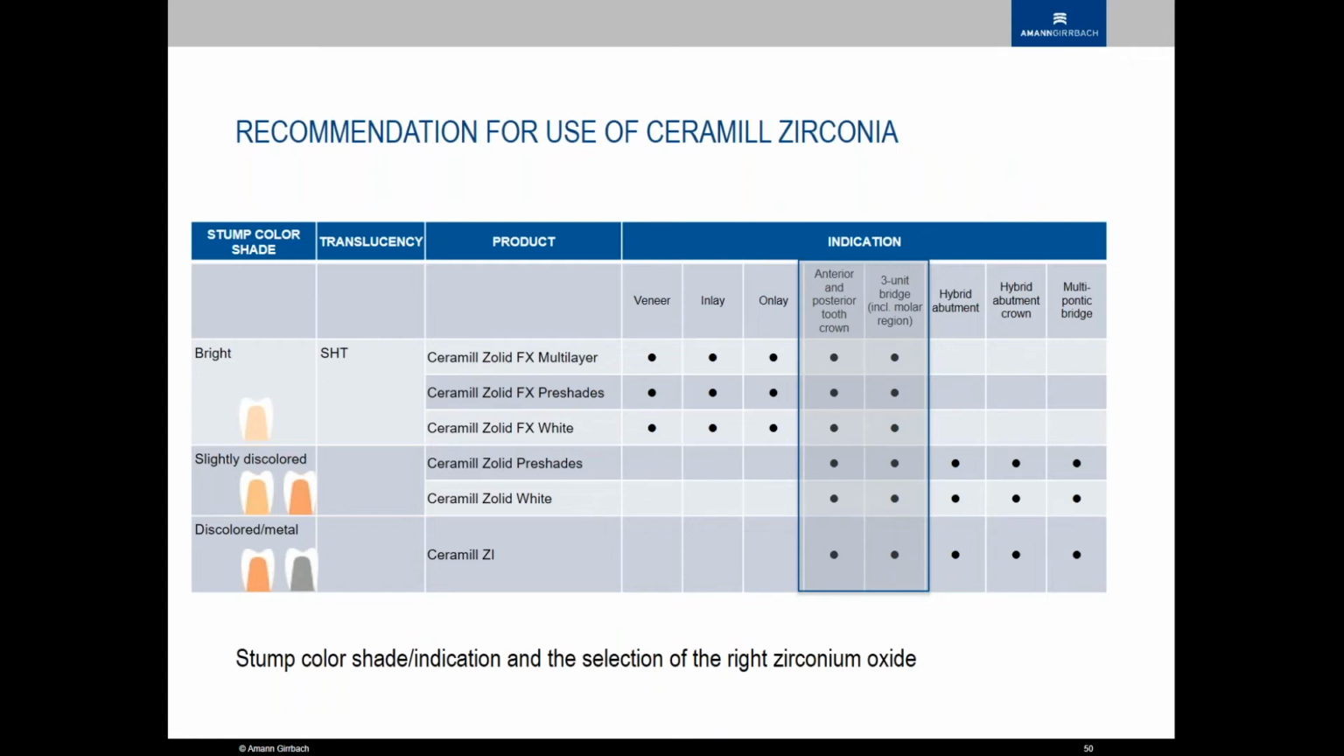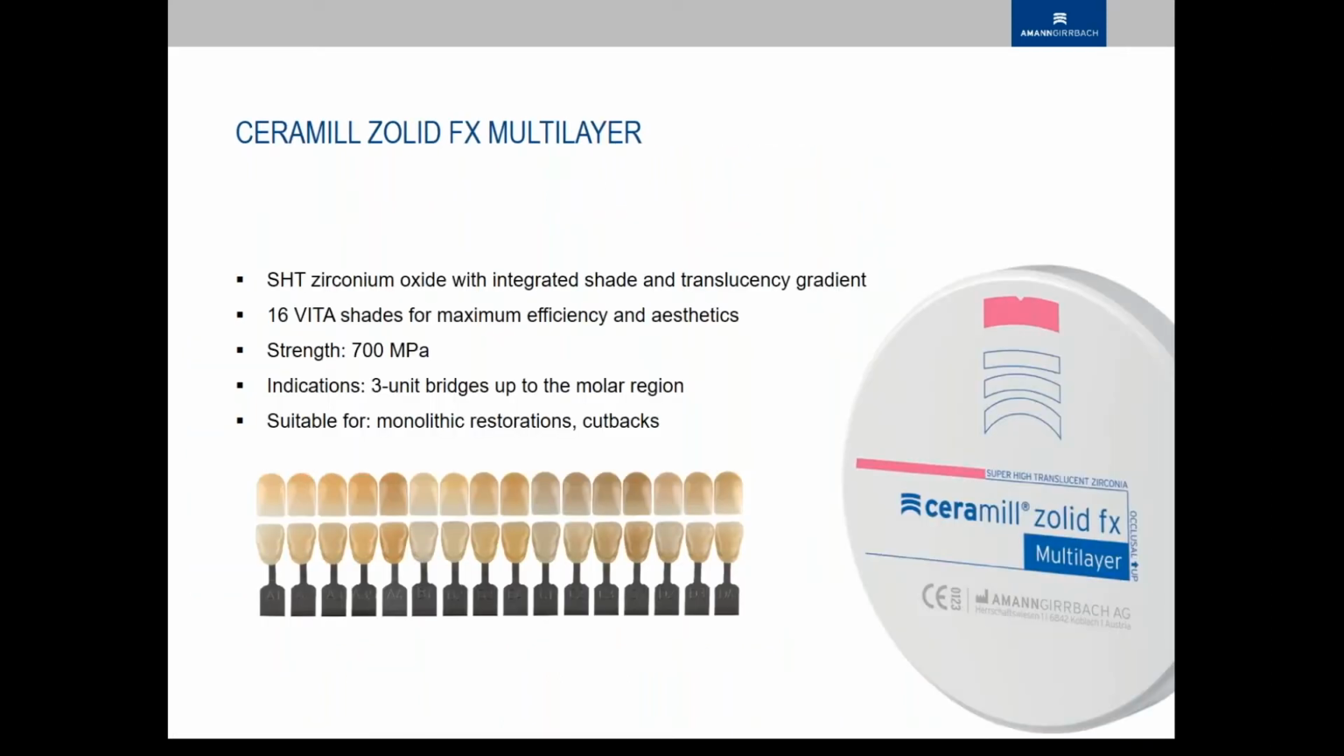Now, this is basically just the same thing in other words, where we see again what type of indications we can do with those. And here those highlighted: the 3-unit bridge, including molar region, anterior, posterior, single crowns. And we see a CI can do that as well. As an SHT multilayer can do that as well. Maybe not a hybrid abutment material, because it's just too light for that, yeah? And just a different way of saying that.